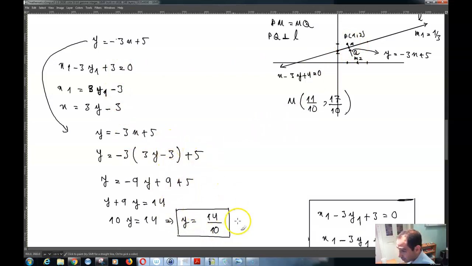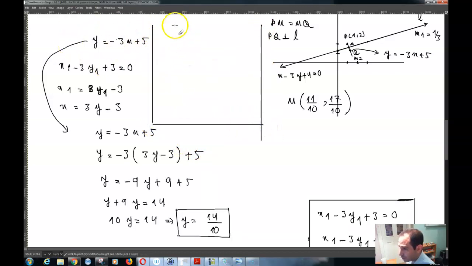So now if y is equal to 14 tenths, I can come over here and in the same equation, write 14 tenths in this equation, which is equal to negative 3x plus 5. So I can write negative 3x is equal to 14 tenths minus 5.